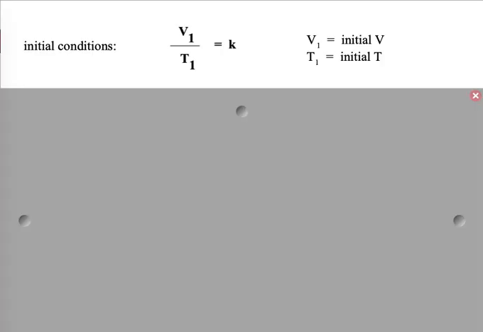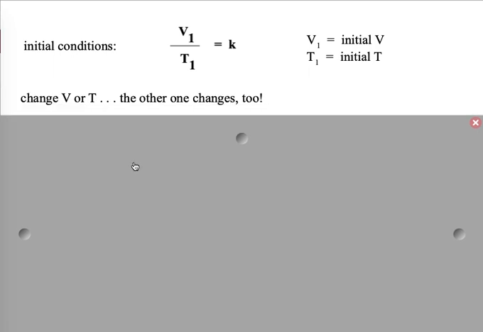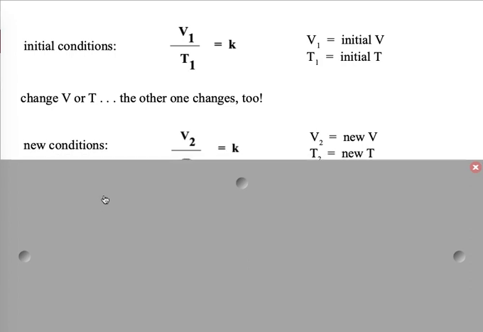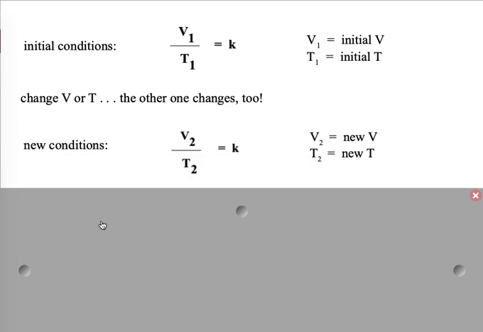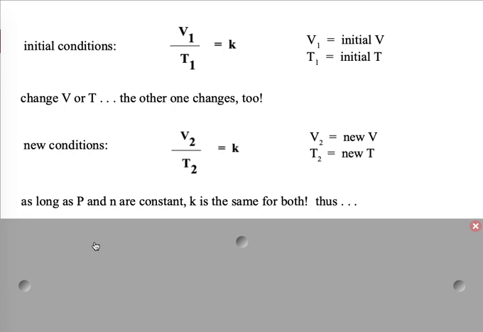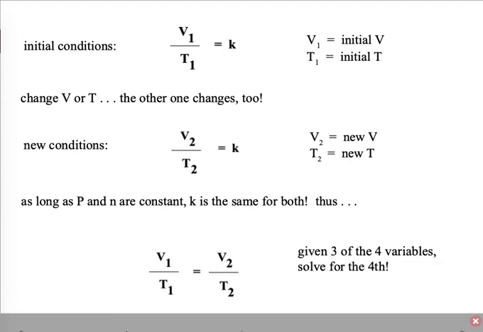Once again, we can consider a problem in which the conditions are changing. If we have a certain set of initial conditions, V1 is the initial volume, T1 is the initial temperature, the ratio is equal to a constant. But again, if I change either the volume or the temperature, the other one changes too, and now I have a new set of conditions, V2 and T2. Well, as long as pressure and moles are constant, K is the same for both. Once again, if they are both equal to K, these two expressions are equal to each other, and we have Charles' law for changing conditions, V1 over T1 equals V2 over T2, and once again, we are going to solve for a missing variable if we're given 3.